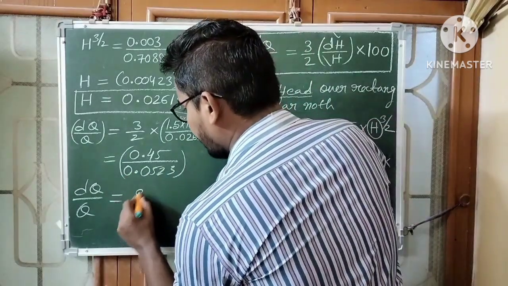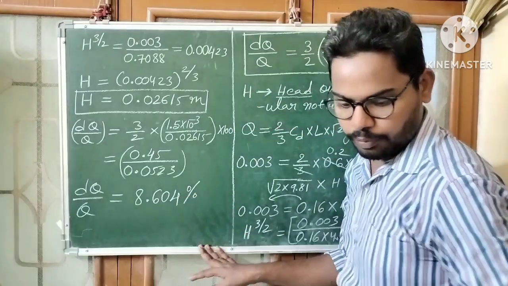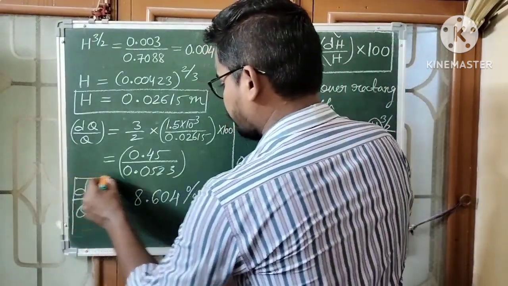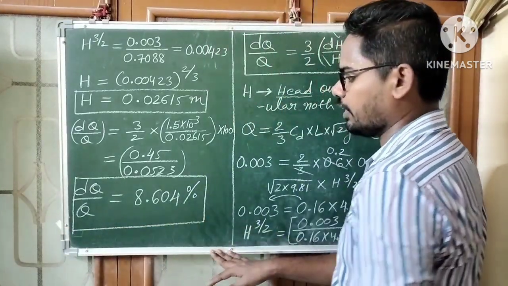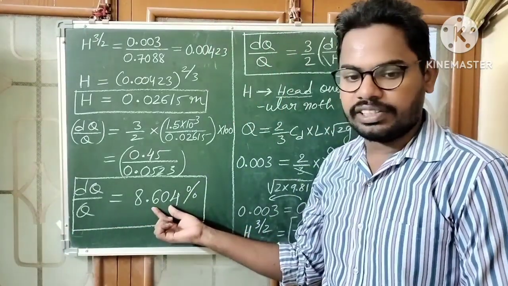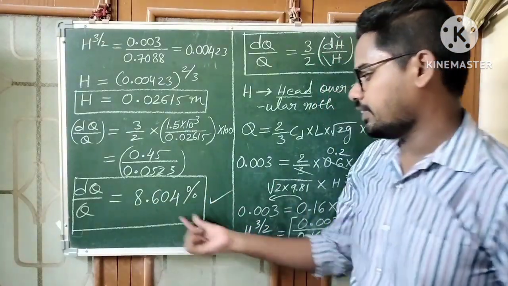You will get the final answer as 8.604%. Therefore, the percentage error in discharge over the rectangular notch or rectangular weir is 8.604%. This is the final answer.